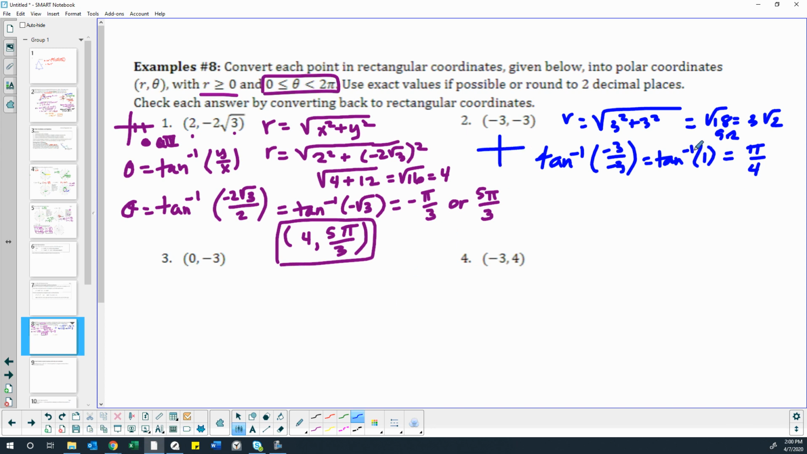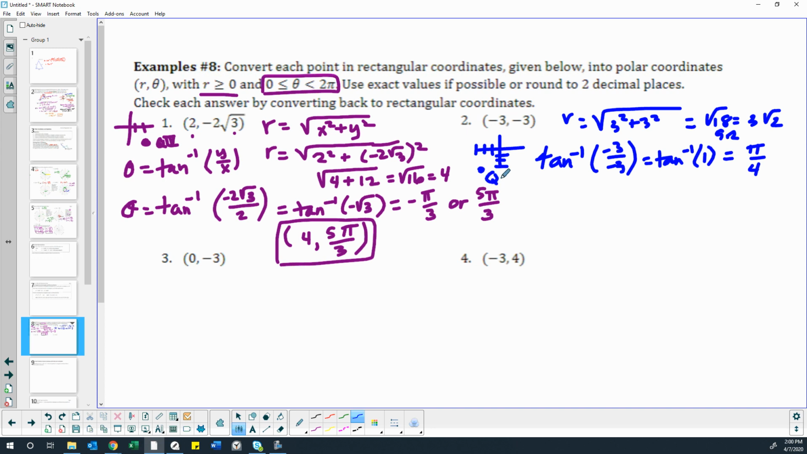Pi fourths, right? I didn't do what? Oh, oops. I did not. I ran out of space. Okay, so now I'm going to sketch a graph of my rectangular point, which is -3 and -3.